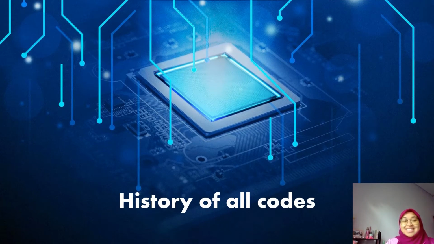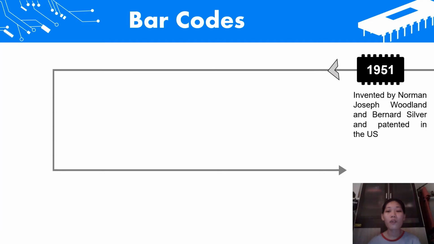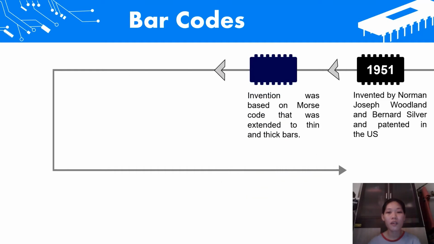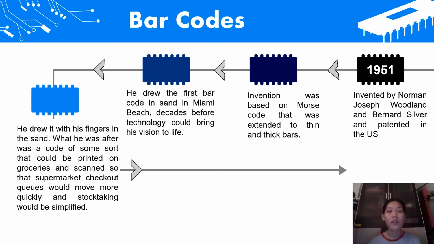Okay, let's go to the second objective, history of all codes. The history of barcode. Barcode was invented by Norman Joseph Woodland and Bernard Silver in 1951 and patented in the US. The invention was based on Morse code that was extended to thin and thick bar. Joseph drew the first barcode in sand in Miami Beach decades before technology could bring his vision to life. He drew it with his finger in the sand.